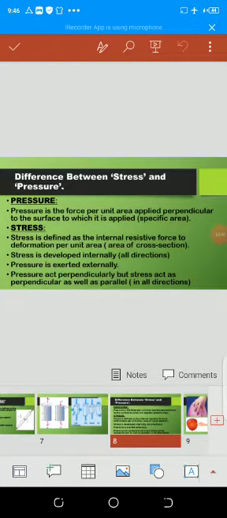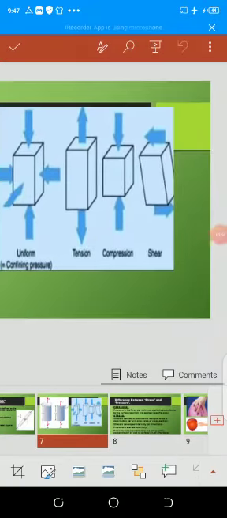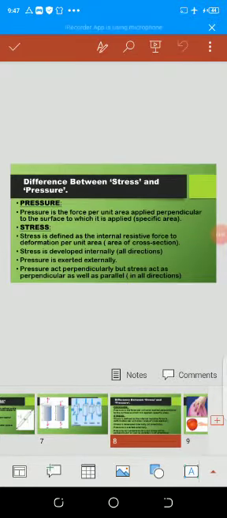Pressure is exerted externally. Pressure acts perpendicularly, but stress acts perpendicular as well as parallel, in all directions. You can see in this last diagram that it is also in the parallel form. Clear? But pressure is only perpendicular, and stress is perpendicular as well as in the parallel direction.